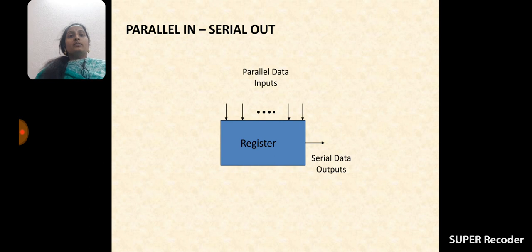And coming to the next one, parallel in, serial out register. Whatever bits we want to shift, all the bits must be entered into the register at the same time for a single clock pulse. Okay, once see the diagram.